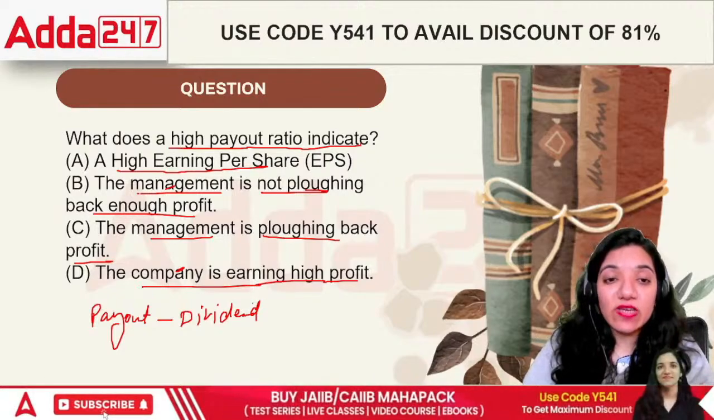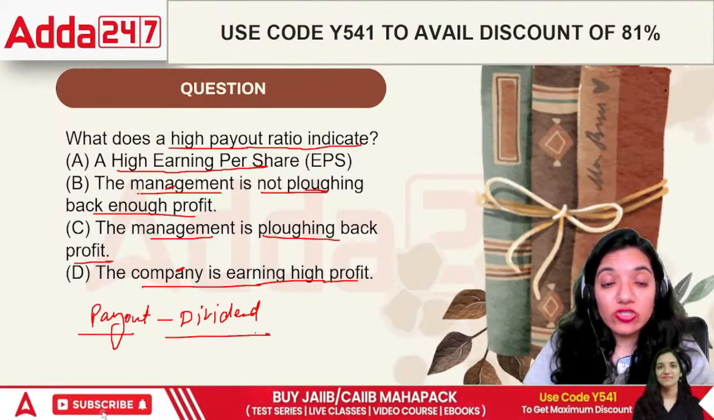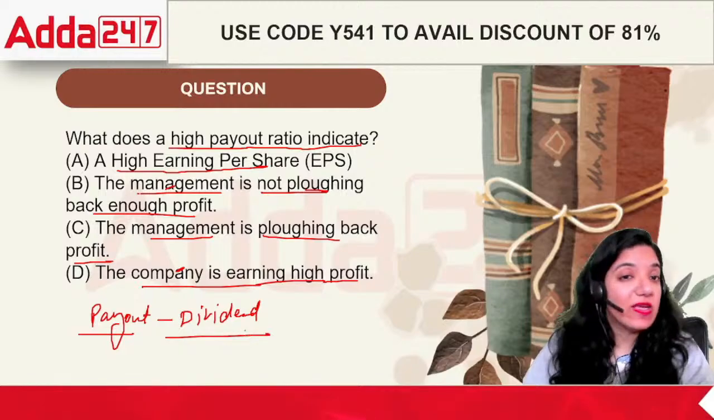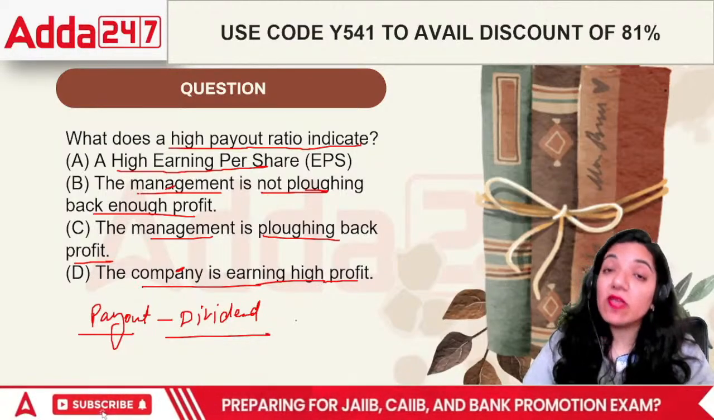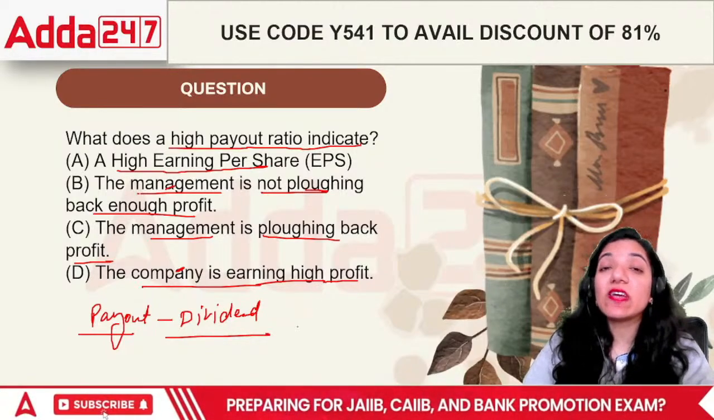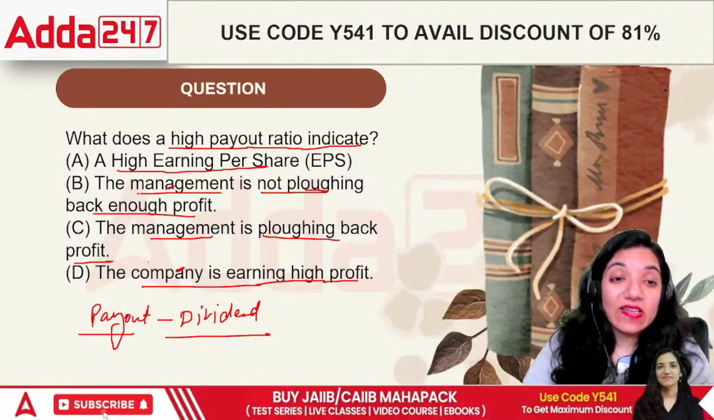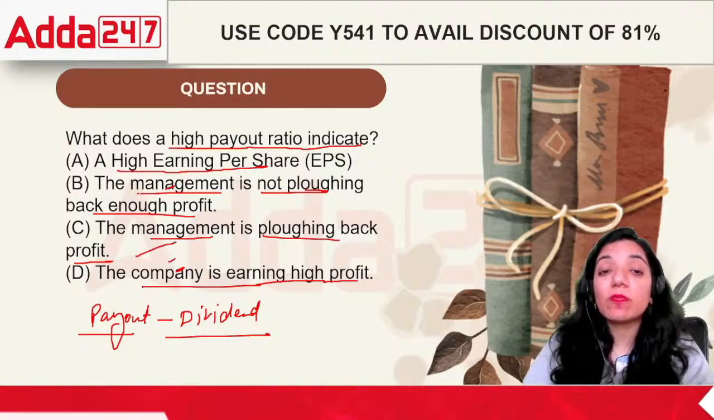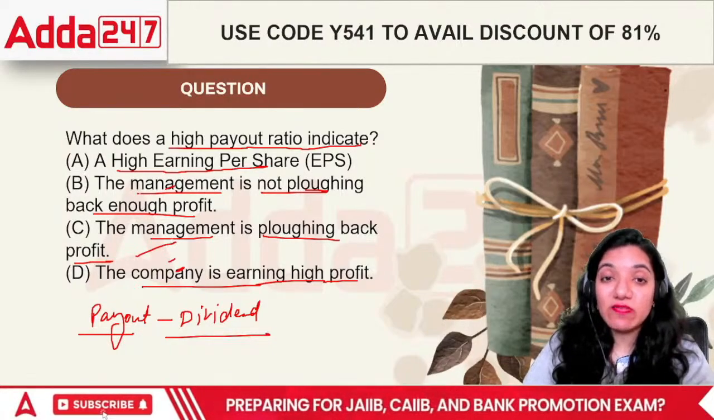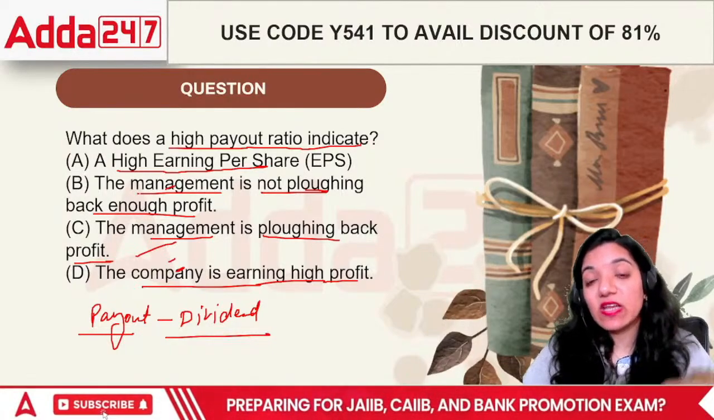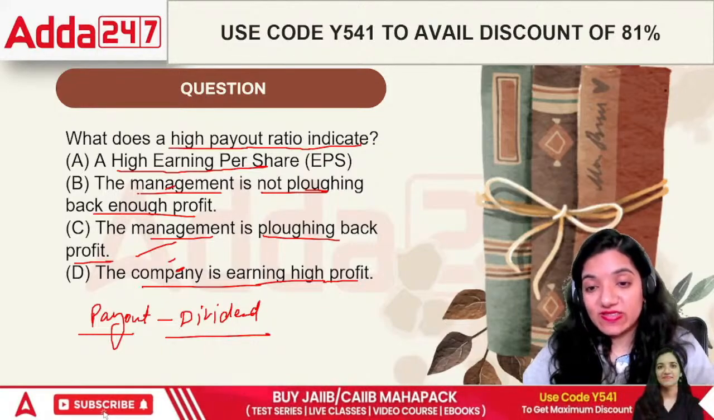Payout means dividend. This means that the organization is paying a good dividend to the people. This simply means if they are paying a good amount of money to the people, then what are they having at their end? They might be having a lesser amount of money. That is why it is said that the management is not plowing back the profits. The profits that they were supposed to keep in the business, they are not using in the business. Right?